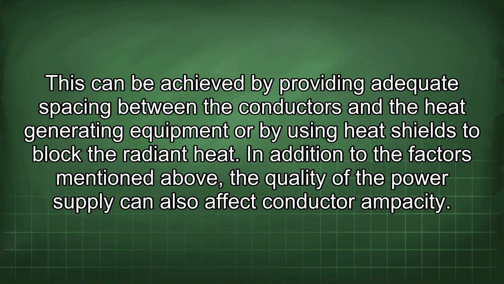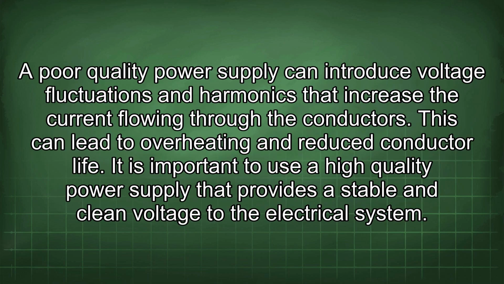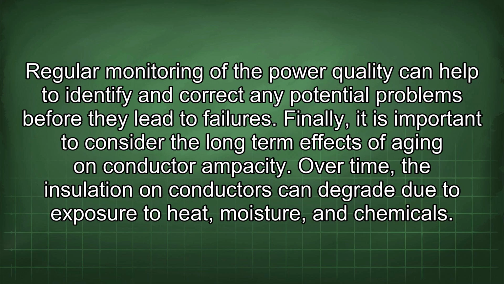In addition to the factors mentioned above, the quality of the power supply can also affect conductor ampacity. A poor quality power supply can introduce voltage fluctuations and harmonics that increase the current flowing through the conductors. This can lead to overheating and reduce conductor life. It is important to use a high-quality power supply that provides a stable and clean voltage to the electrical system. Regular monitoring of the power quality can help to identify and correct any potential problems before they lead to failures.